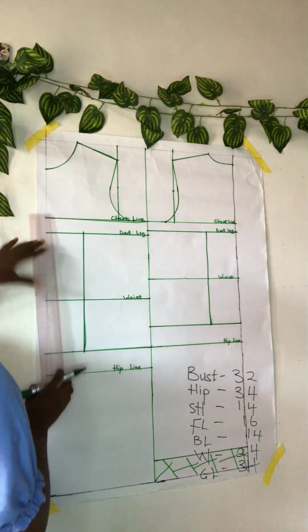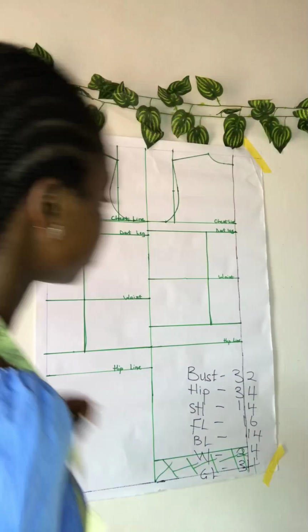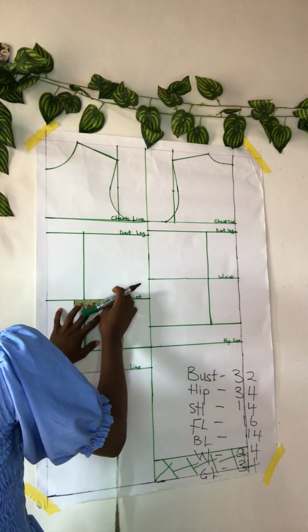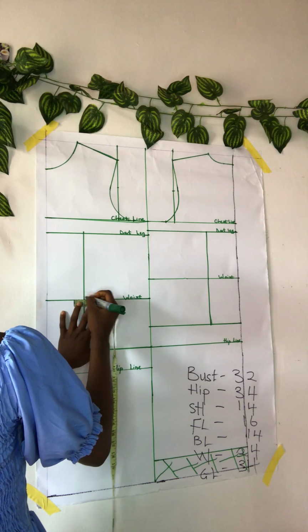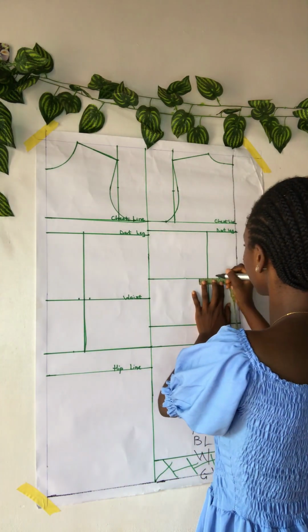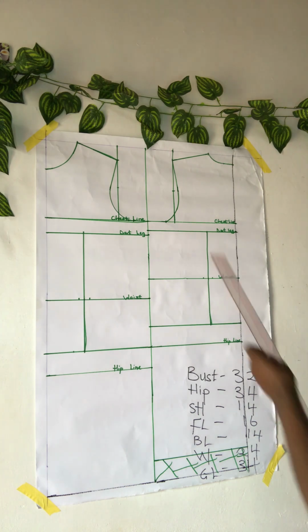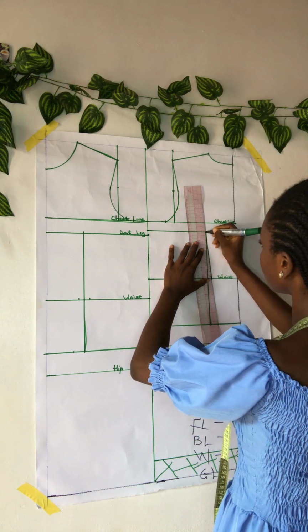So after doing this, you're going to go to the side. Place your tape rule on this line and measure 0.5 on the left, 0.5 on the right. Do you get it? 0.5 on the left, 0.5 on the right, and it's going to be on your waistline. Make sure it is on your waistline.